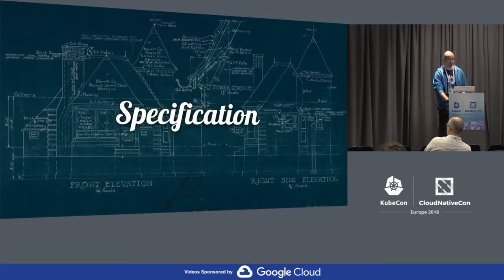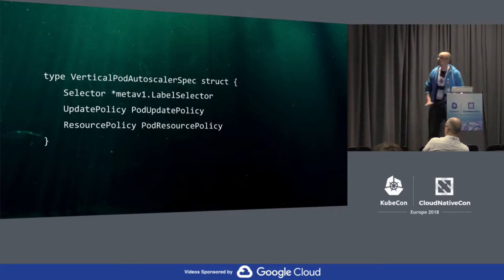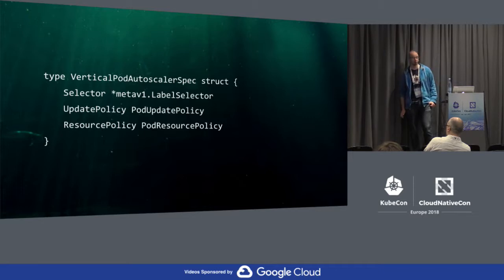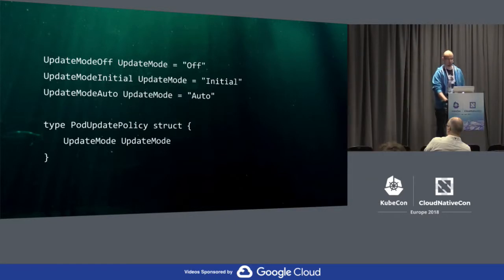Let's start with the specification. In the specification, we have three values. The first one is the selector. With it, you can tell Vertical Pod Autoscaler which pods you would like to autoscale. Containers with the same name in pods selected with the selector will be considered equivalent and will receive the same recommendations.